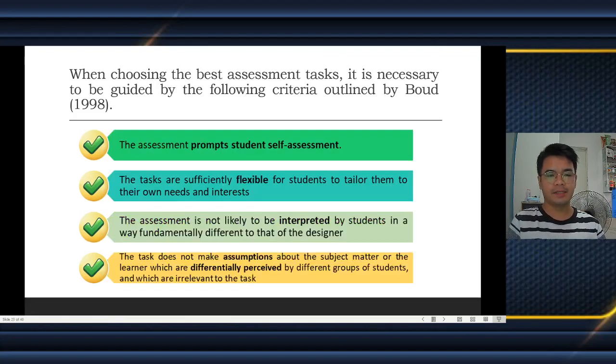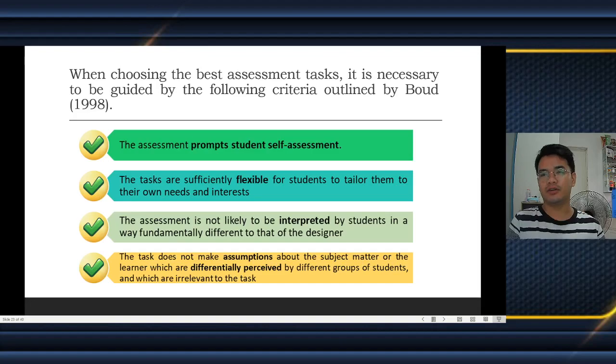Okay. So the assessment prompts student self-assessment. Okay, so they have the tendency to reflect while they're doing the task. That's very good. Okay, yung habang ginagawa nila, iniisip nila, am I doing the right thing? Okay. So, hindi pala. So, dapat ganito ang ginagawa ko. So, nagkakaroon siya ng self-assessment. Okay? The tasks are sufficiently flexible for students to tailor them to their own needs and interests. So, tasks that are not standardized.